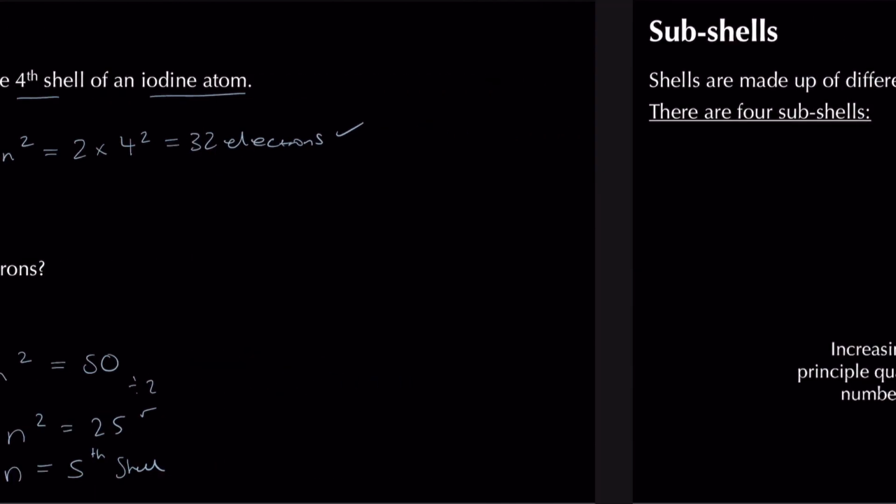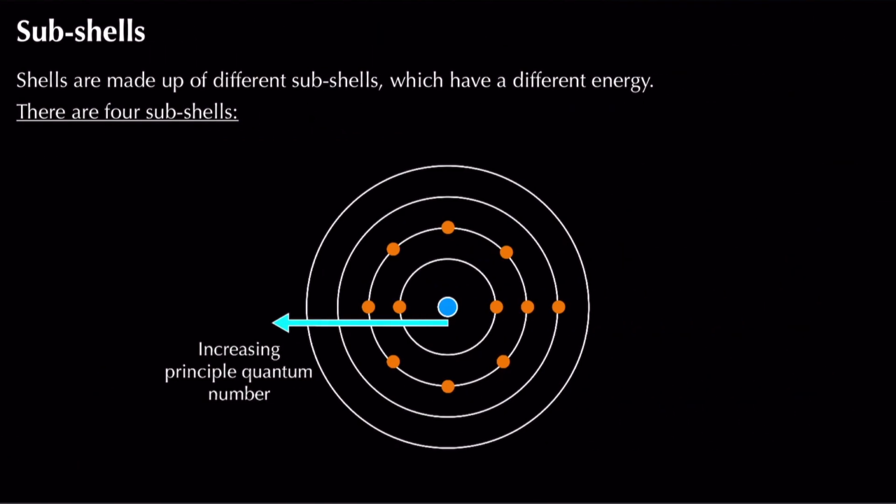Moving on from that, let's look at our shells in a bit more detail. This is where we start to bring things up to an A-level standard. The first shell, second shell, third shell, and fourth shell can hold different amounts of electrons. When we look at the first shell, we know we can hold 2 electrons in there. If we look at the next shell, the second shell, we can hold 8 electrons in there.